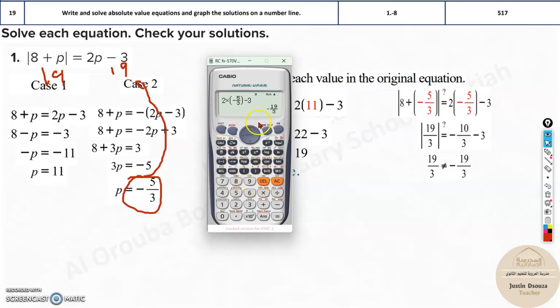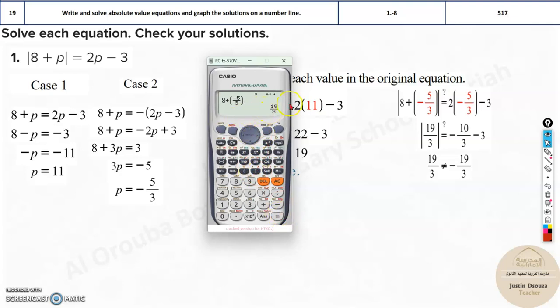Here we are getting negative 19 by 3. In the second value we are getting negative 19 divided by 3. In the first value when we put 11, if you do the other one, you will get positive. Why? Let's do this: 8 plus the p value we found out to be negative, so let's use the bracket, negative 5 divided by 3, close the bracket.